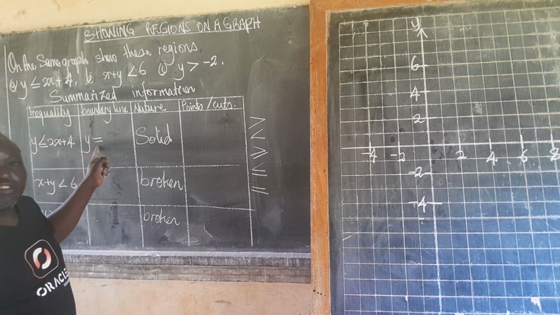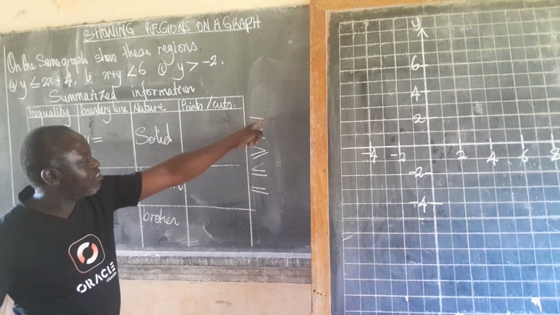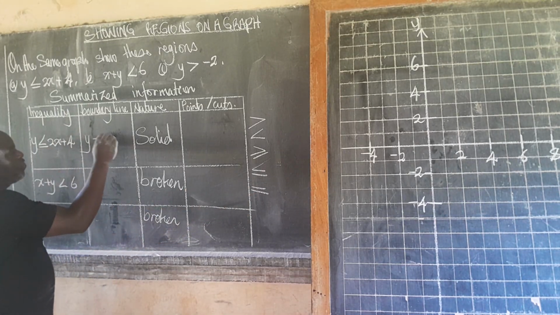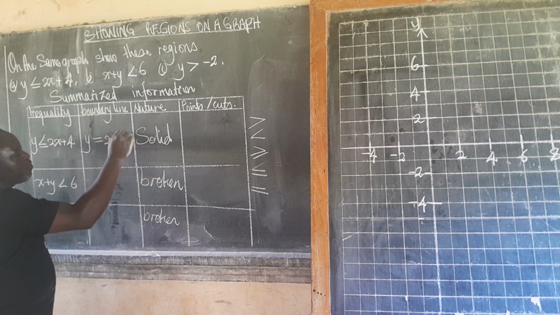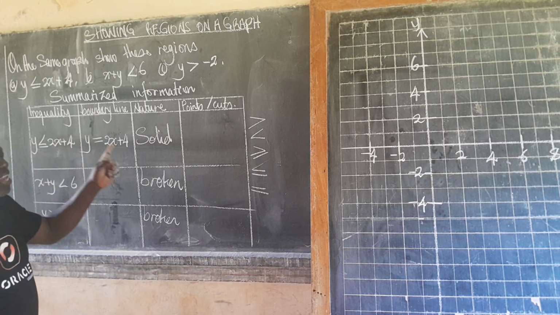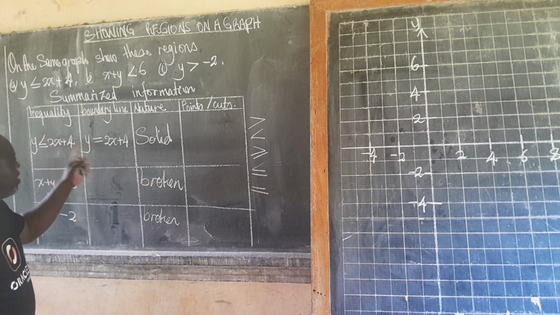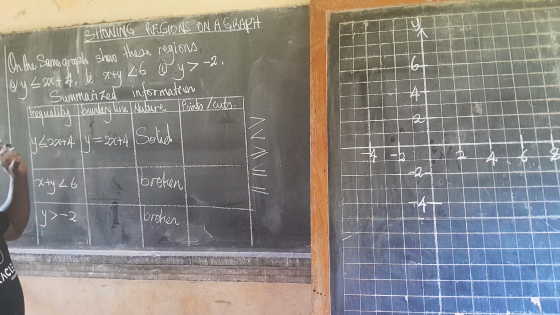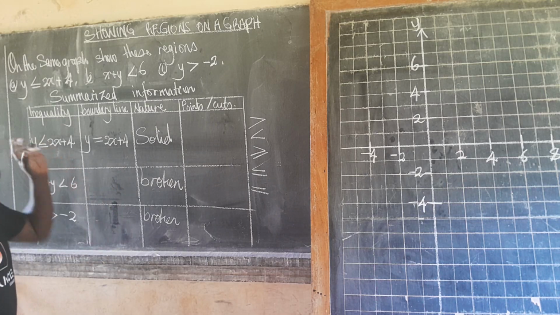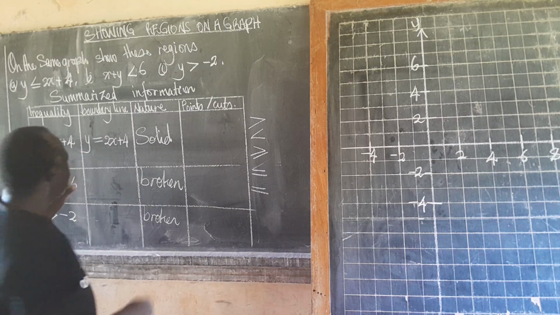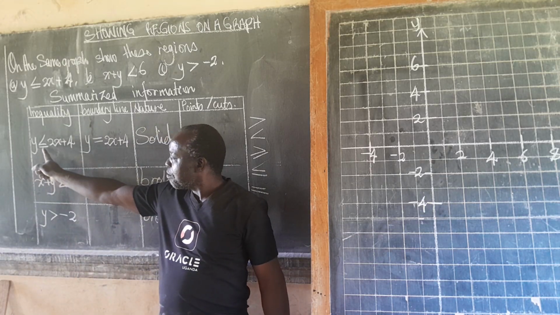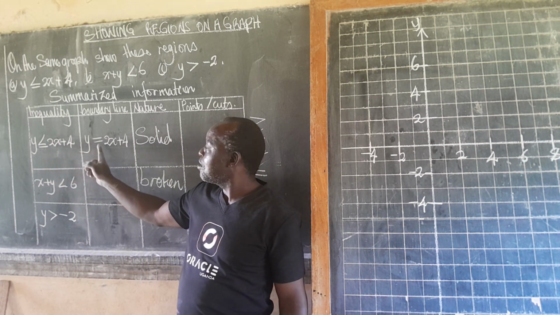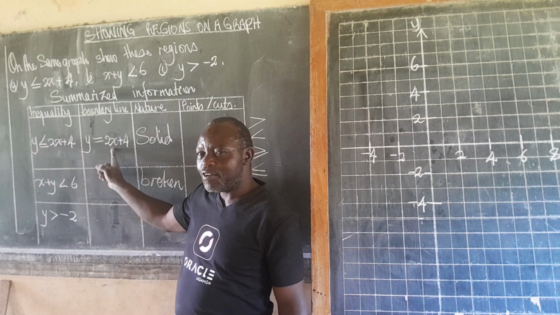y equals. Where are we getting equals from? Because we said that all these signs are replaced by equal signs. Then we have 2x plus 4. So now the boundary line here is y equals 2x plus 4. Where are we getting it from? Because we've also agreed previously that this sign is replaced with an equal sign. So now we have y equals 2x plus 4.